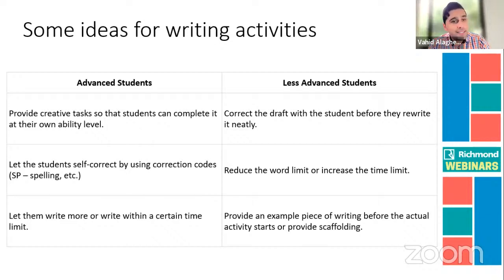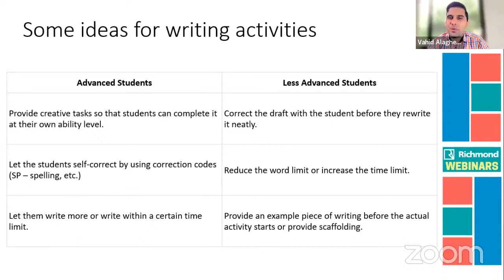Or for advanced students, they can provide creative tasks so they can complete them at their own ability levels. As an example, you can imagine a situation where the teacher provides a question about a problem and solution. The teacher can give different outcomes for the students, because they will use different types of vocabulary. So in this case, the students, based on their own ability, can create different endings in order to reach that outcome.